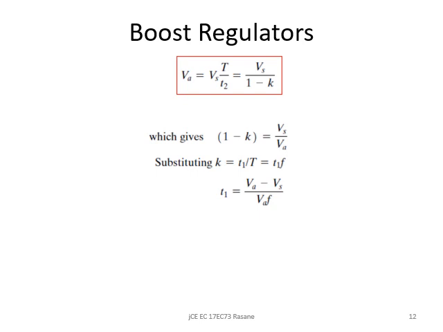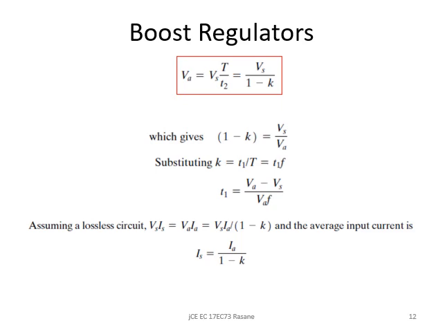With this, if I take 1 minus K on the left hand side, I'll get it equal to Vs upon Va. Substituting K as equal to T1 by T, that is equal to T1 into F, I will get T1 equal to Va minus Vs upon Va into F. So this is the equation for T1.